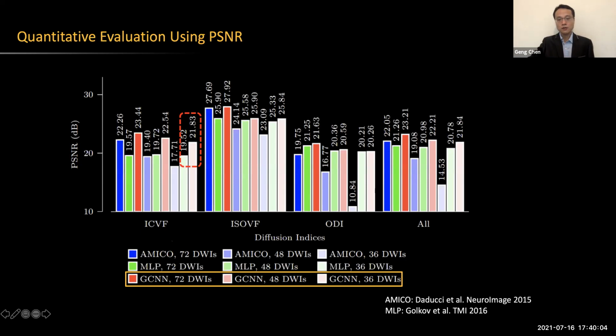So we can see in different settings, our method consistently provides the best performance. In particular, for the ICVF index, when there are 36 diffusion weighted images, our method outperforms the second best method by a large margin of around 2.3 dB.